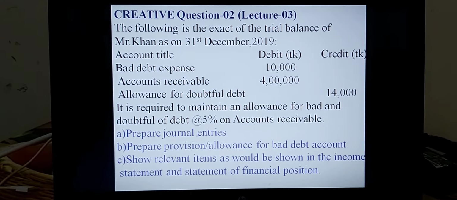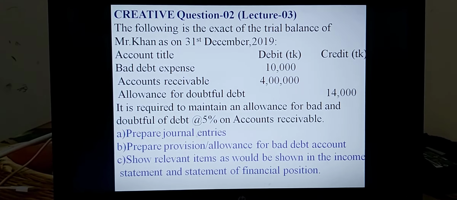Bad debt expense in the debit side, taka 10,000. Accounts receivable, taka 4 lakh in the debit side. Allowance for doubtful debt, that is provision for bad debt, taka 14,000. It is required to maintain an allowance for bad and doubtful debt at the rate of 5% on accounts receivable. This is the other information.